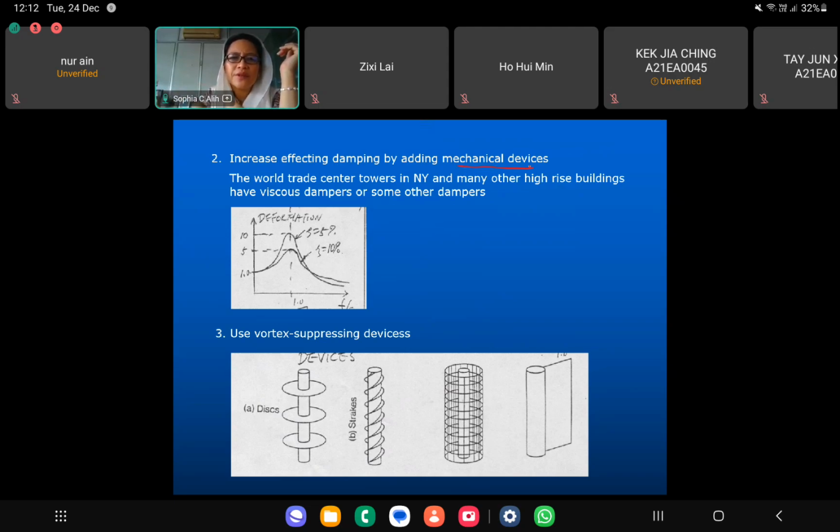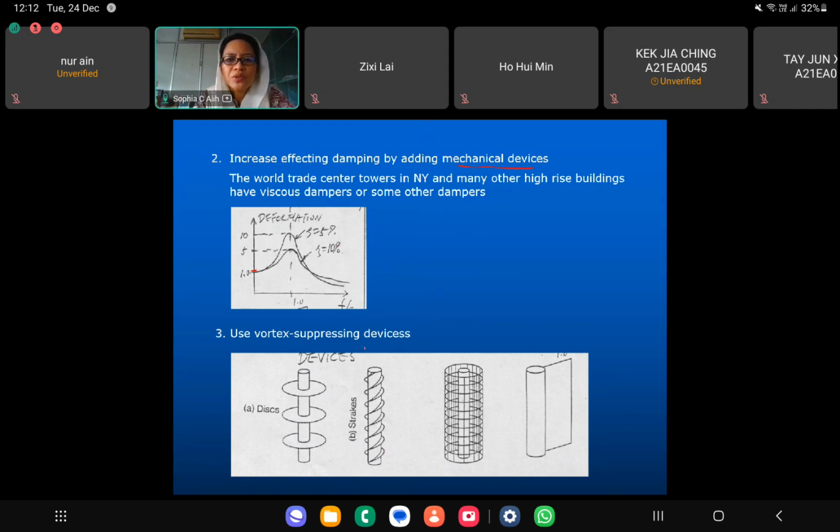adding mechanical devices. So we mentioned just now, when you have more damping, the amplification factor is going to be lower, and with lower amplification factor, eventually you may reach a static response of your structure. So these are the things that you can add, like a tuned mass damper, a liquid damper, or a viscoelastic damper. All types of dampers you can add in order to increase your damping.